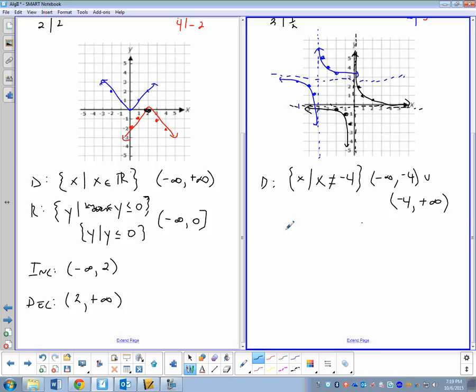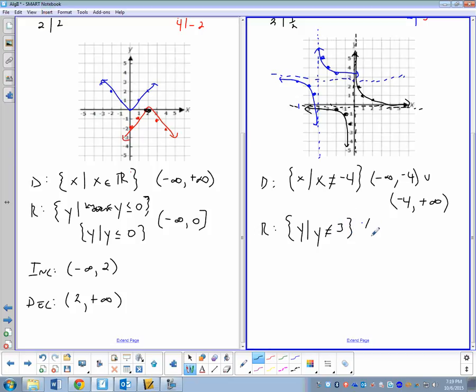infinity. My range, this is pointing down forever, this is pointing up forever, but it's not all real numbers, because does it include every y value in between? No. It does not include this y value right here where we have this asymptote, and that would be the y value of 3.